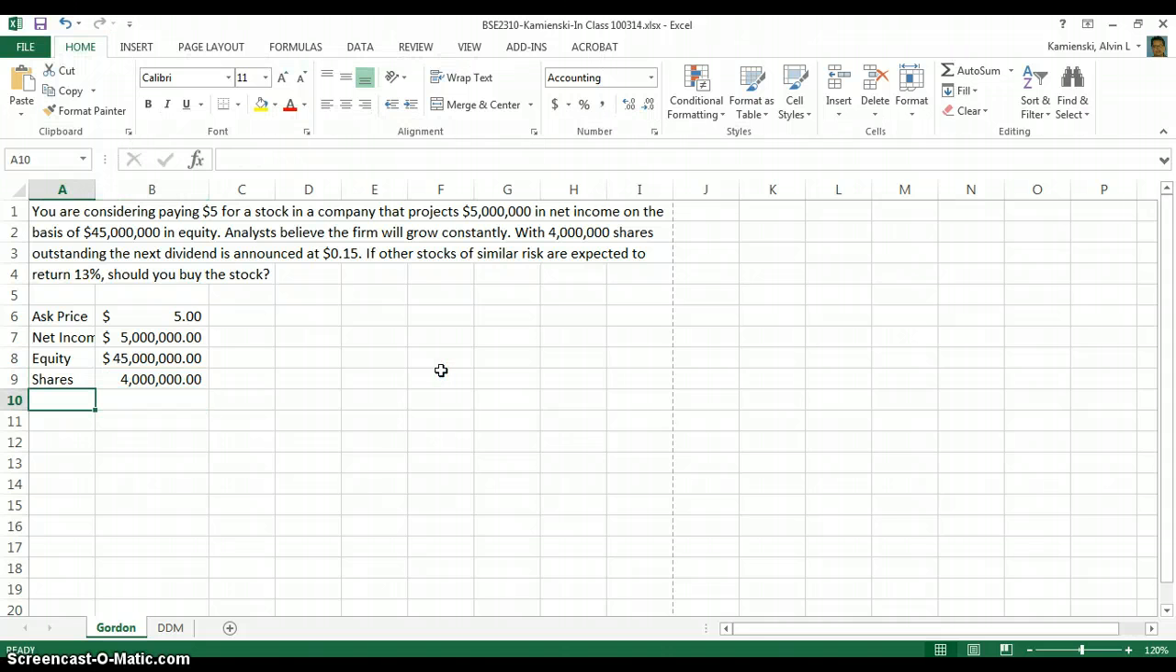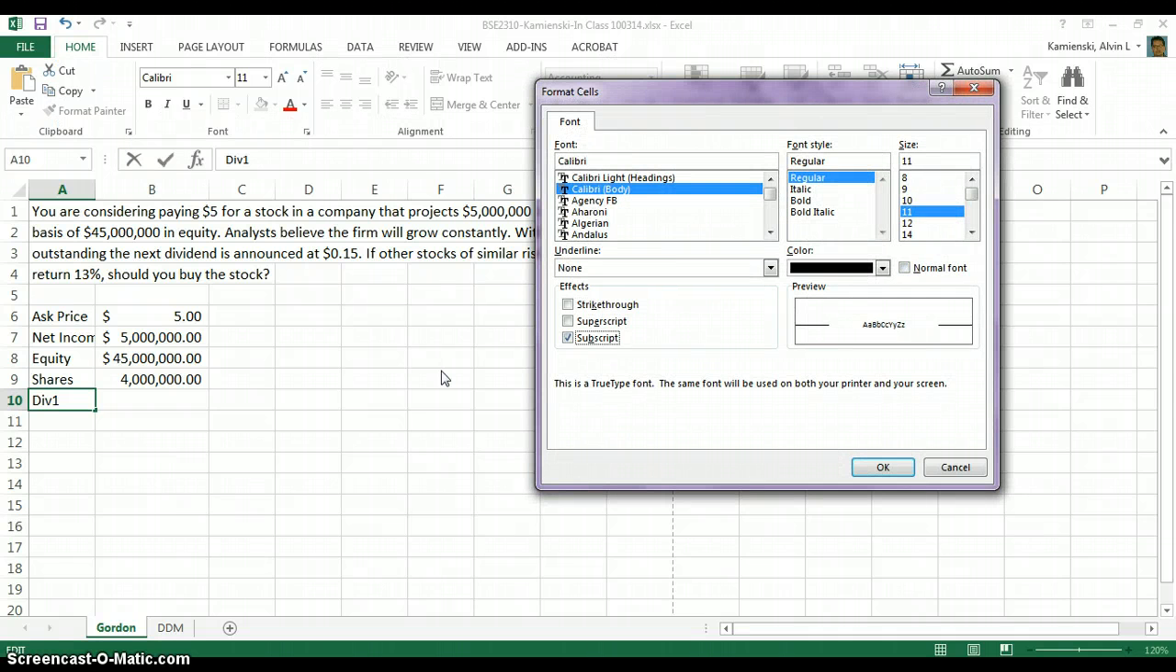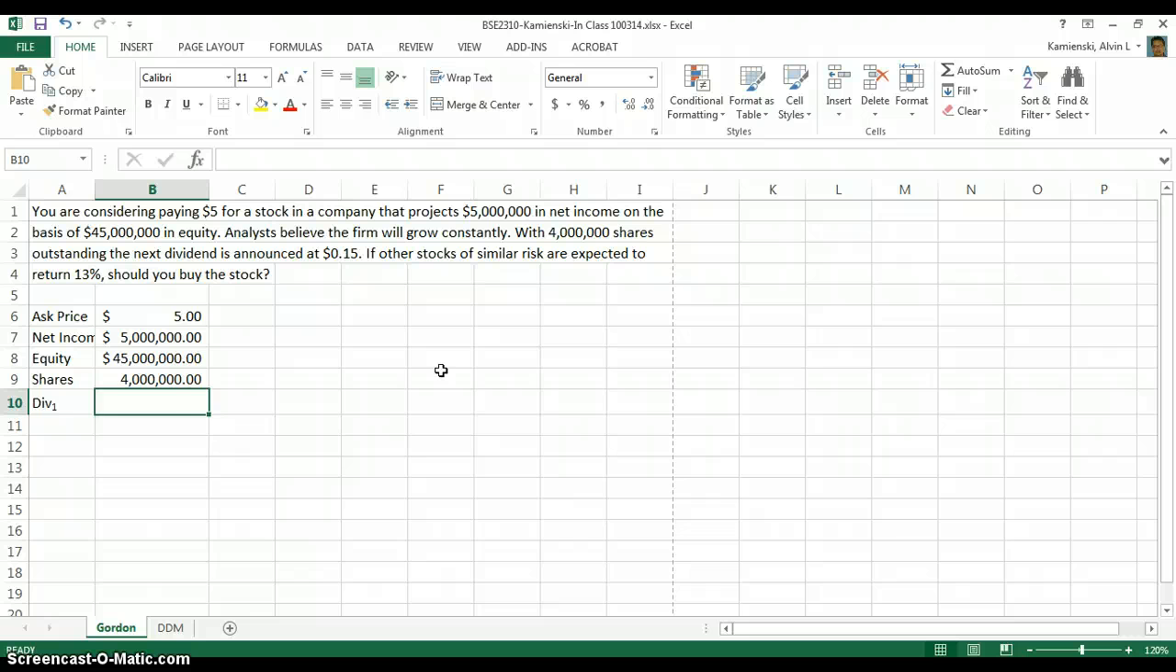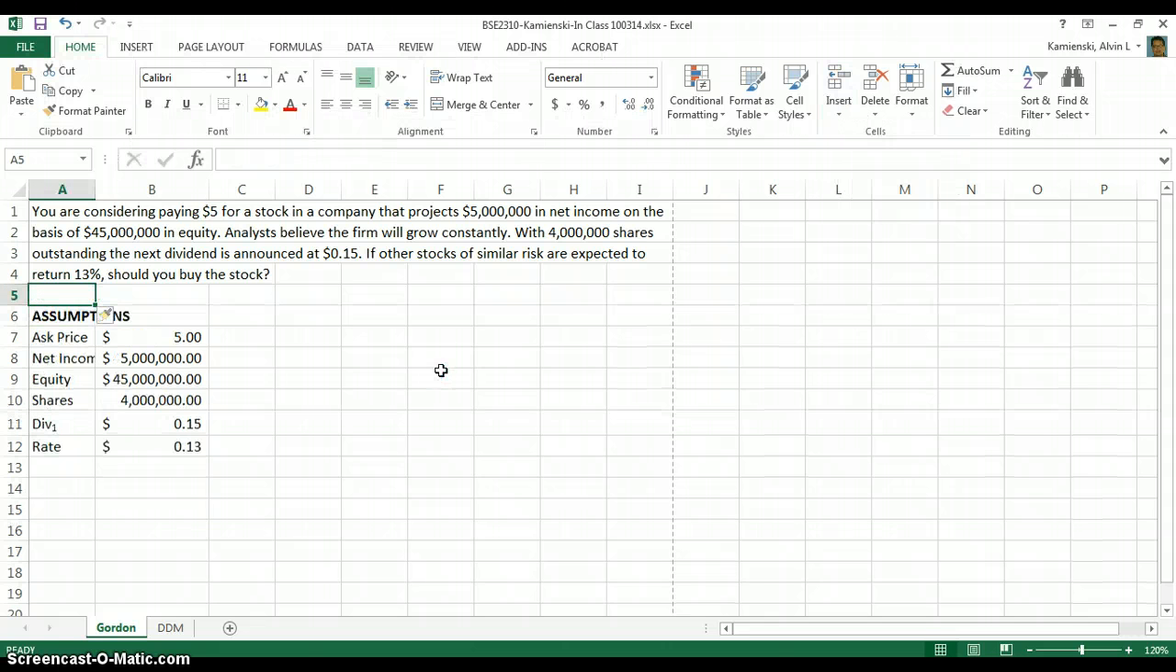and that the next dividend, which we'll call dividend 1, is expected to be 15 cents. Stocks of similar risk are expected to pay 13%. So now we've got all of our assumptions well labeled, and so we can begin to do the calculations that will get us to the Gordon constant growth model outcome.